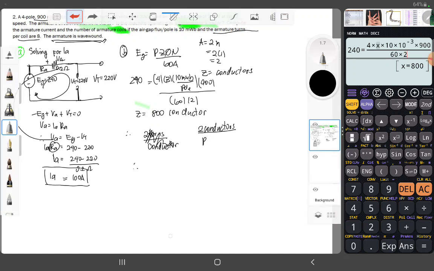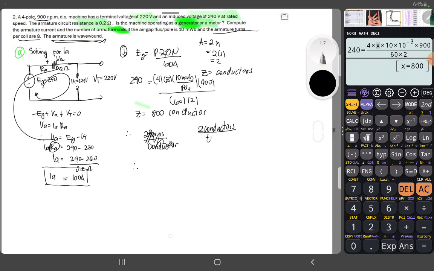Okay, because in one turn you already have 2 conductor sides. So from this we have 2 conductors per turn, and turns per coil is 8. So we have 8 turns per coil, multiplied by 2 conductors per turn, so therefore we'll have 16 conductors per coil.